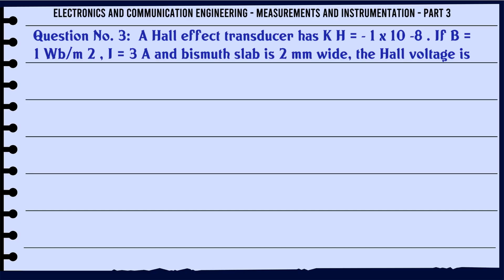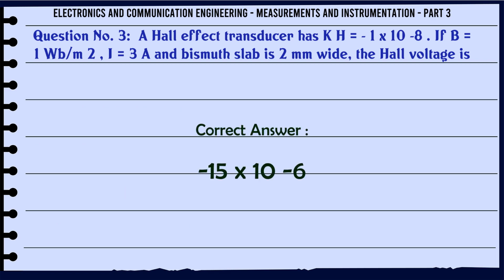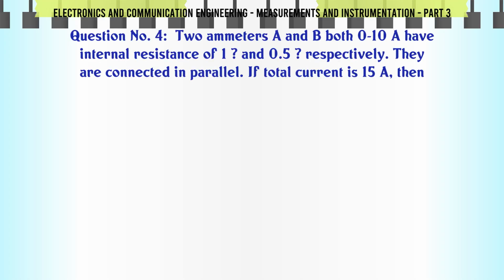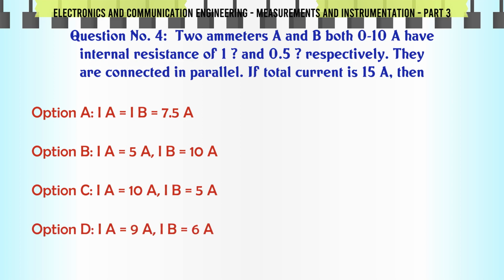A Hall effect transducer has K_H = 1x10^8. If B = 1 Wb/m², I = 3 A, and the bismuth slab is 2 mm wide, the Hall voltage is: A, 7.5x10^6 V; B, 15x10^6; C, 20x10^4 V; D, 22.5x10^4 V. The correct answer is 15x10^6.